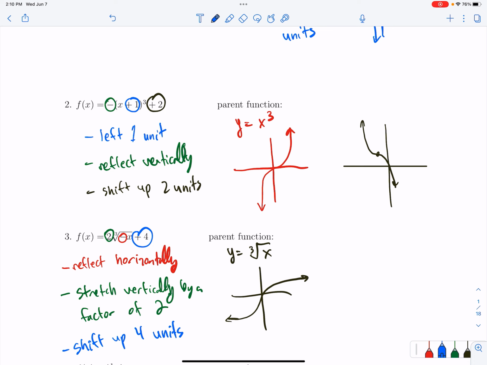Okay, so putting it all together, the new graph, I'll just do it all together here. So reflect horizontally, stretch vertically by a factor of 2, and then shift up 4 units. So it's going to be something like that. This is hard to do on the iPad screen. So something like that.